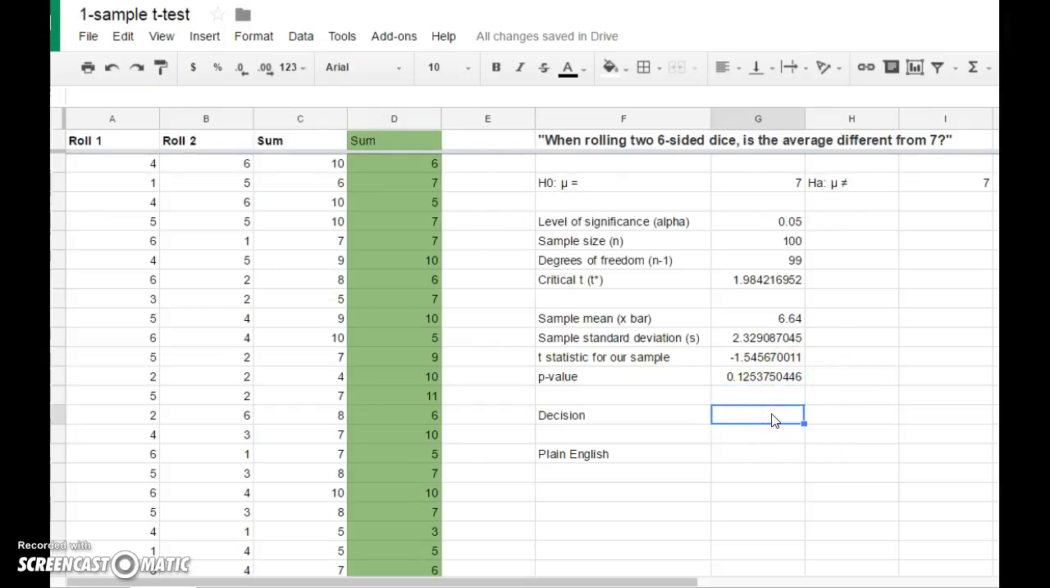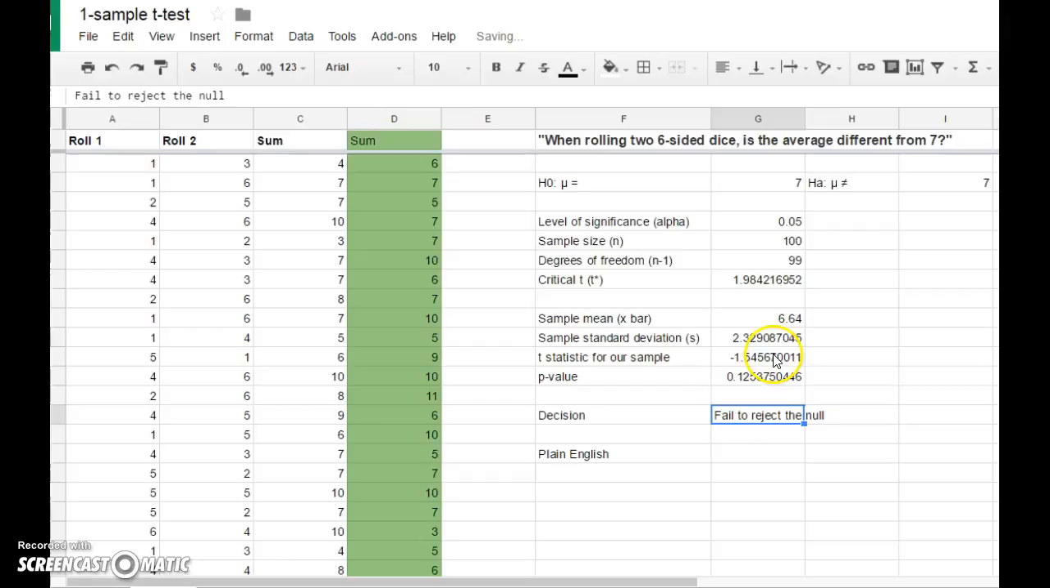So our decision, we can look two places. Let's start with the p-value. So we're comparing the p-value here to the alpha. The p-value was not low enough. It was not low enough to reject the null hypothesis. So we would fail to reject the null.